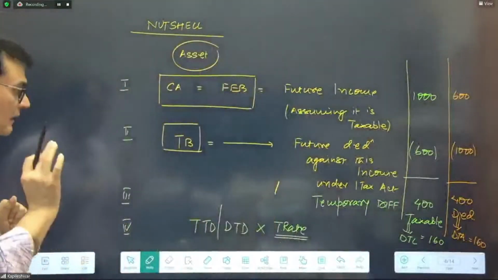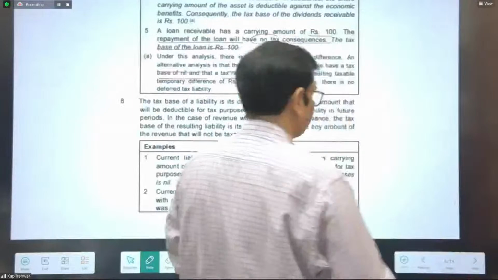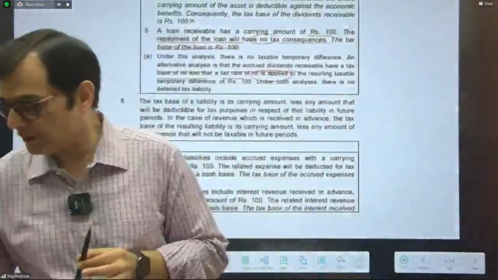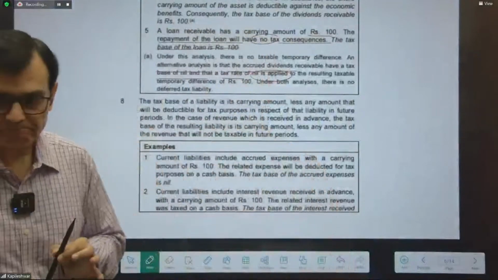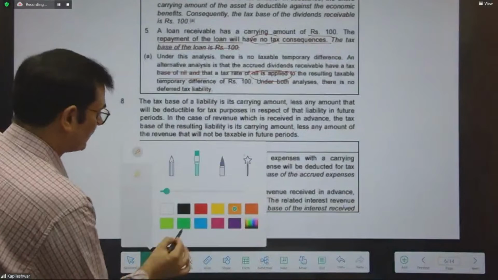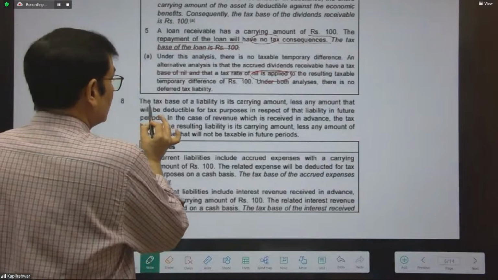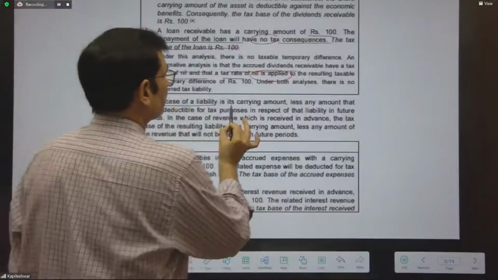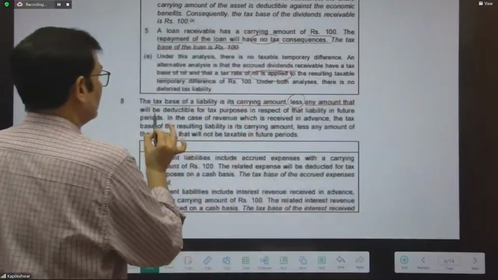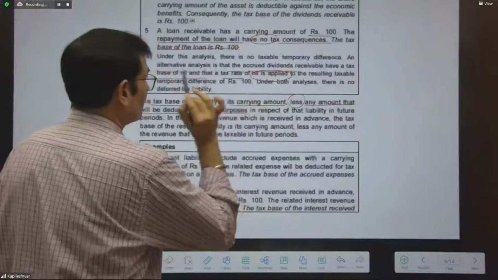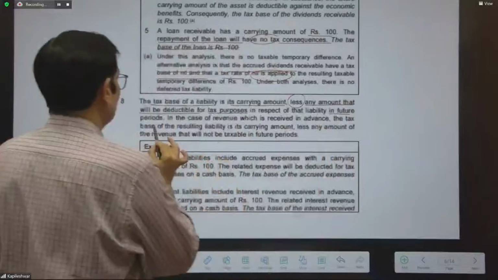Okay, now let me go back to the definition of a liability with you. I'm going to come back now on the definition of a liability. So let's have a look at the definition of a liability, which is given this time. The tax base of a liability is the carrying amount less any amount that will be deductible for tax purposes in respect of that liability in the future periods.